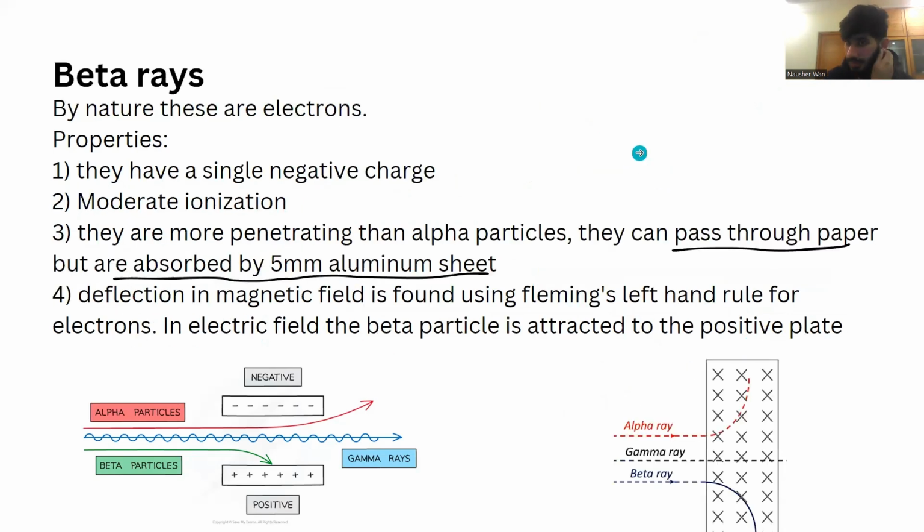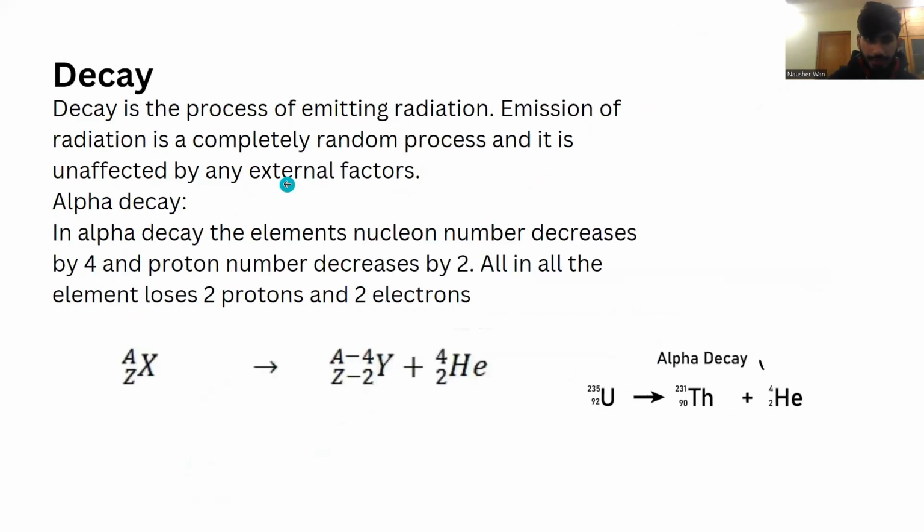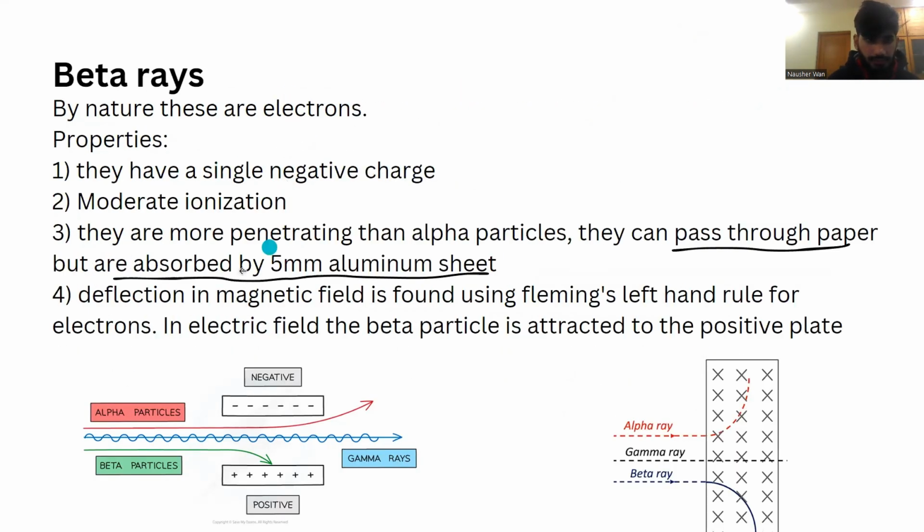Okay. The second type of radiation that we have is your beta rays. And by nature, these beta rays are simply electron particles. So they're just a name for a moving electron particle. Now, the properties that they have are as follows. Firstly, they have a single negative charge on them. So like how alpha particles had a +2 charge on them, this is just an electron, so it has a negative charge on it. Secondly, they have moderate ionization.